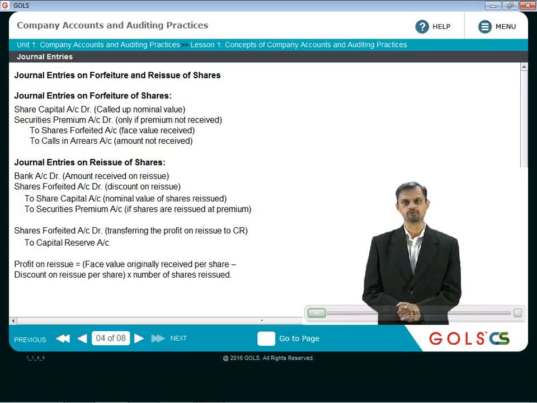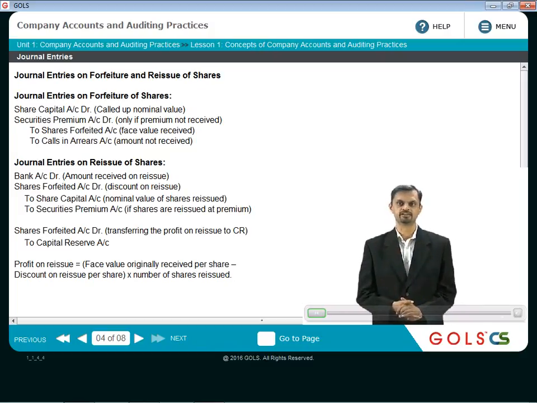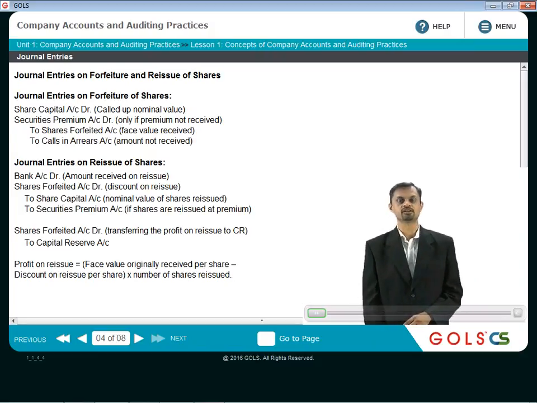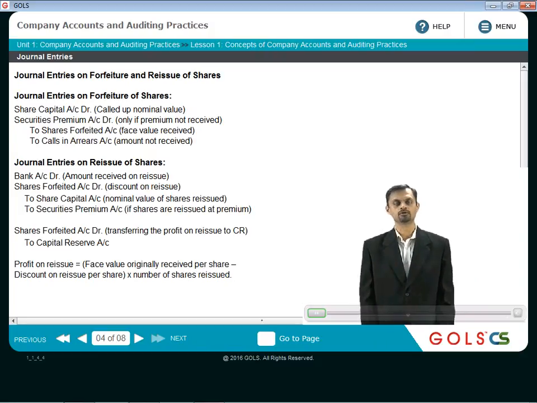Now how do you calculate the profit? Earlier I had mentioned the formula. I will explain that again. Profit on reissue is equal to face value originally received per share by the company minus the discount on reissue per share. So that gives you profit per share multiplied by the number of shares reissued. That gives you the total profit on reissue, which you will use in the last entry, that is shares forfeited account debit to capital reserve account. So this is the journal entry as far as the reissue of forfeited shares is concerned. Now with that, basically all the journal entries end to end for the issue of shares will get over.